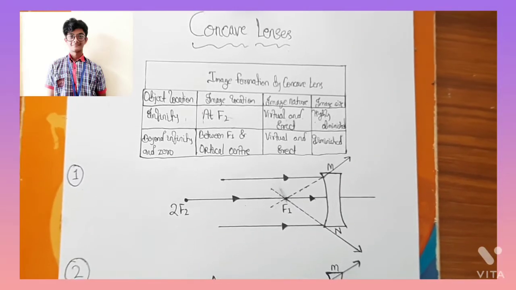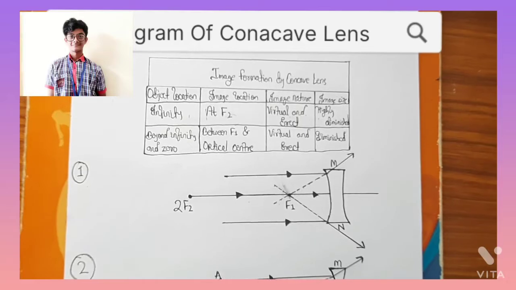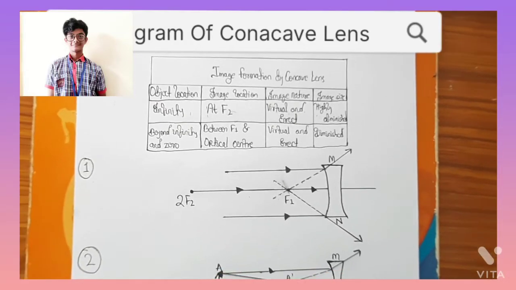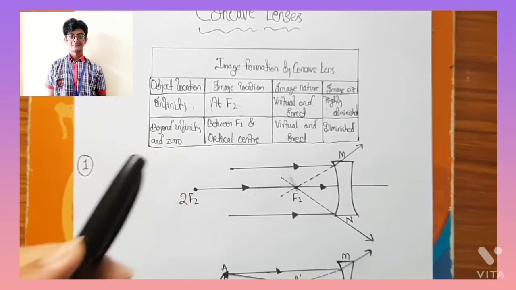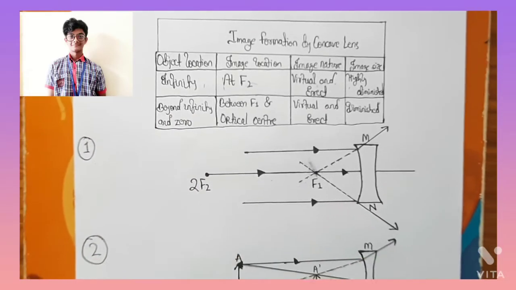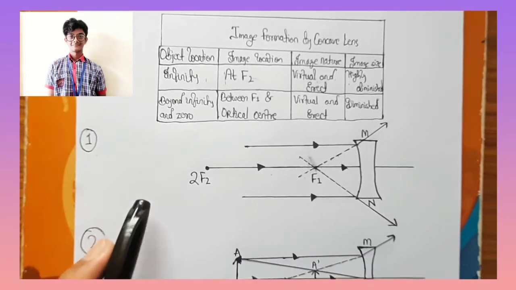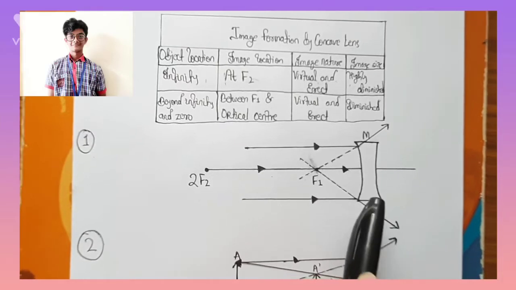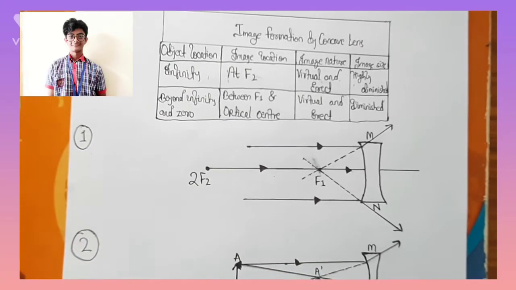Now we will see the ray diagram of the concave lenses. Here I made a table so we can easily locate each point for image formation by the concave lens. Here is the first example. Here we can see a concave lens, the principal focus, the optical center and two rays.